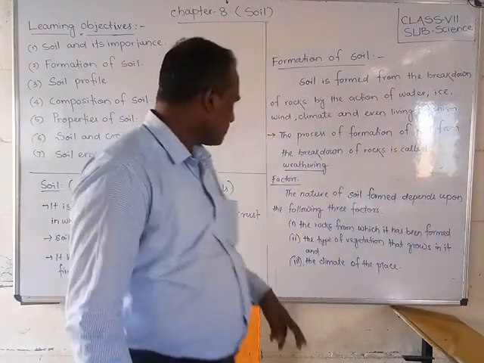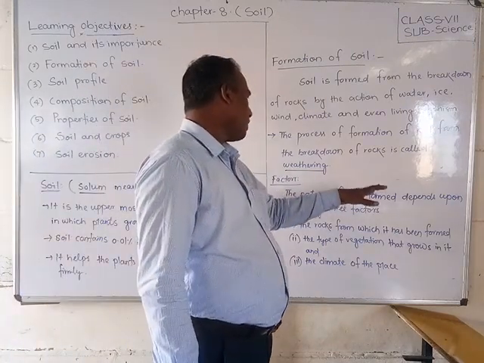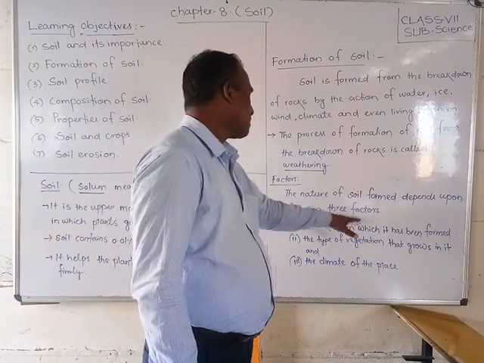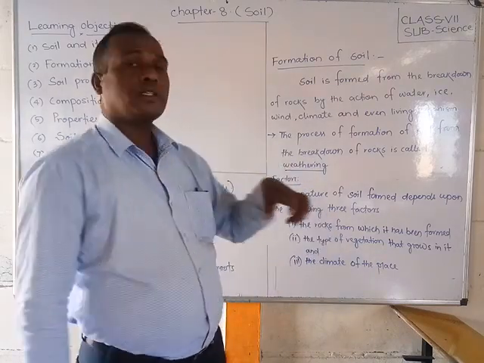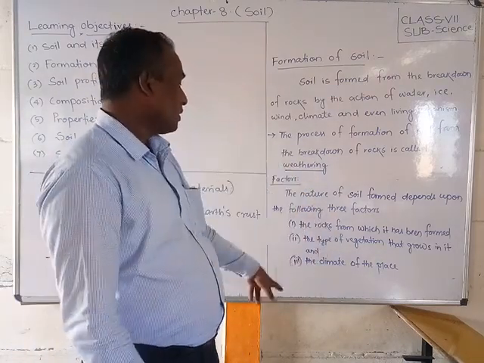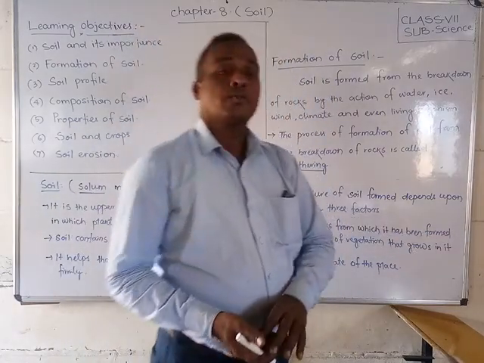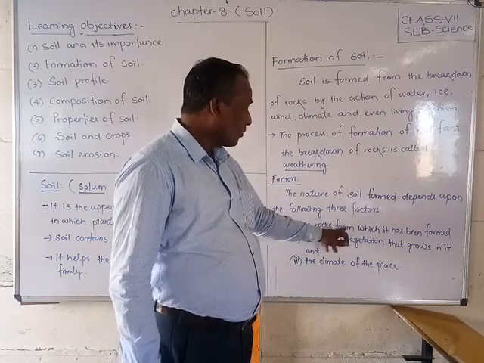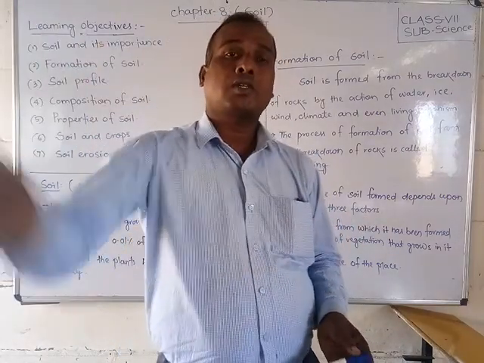Okay. Next, students, we study factors. The nature of soil formed depends upon the following three factors. What are the three factors on which the nature of the soil depends? One is the rocks from which it has been formed. From where has it formed? Which rocks has it formed from?